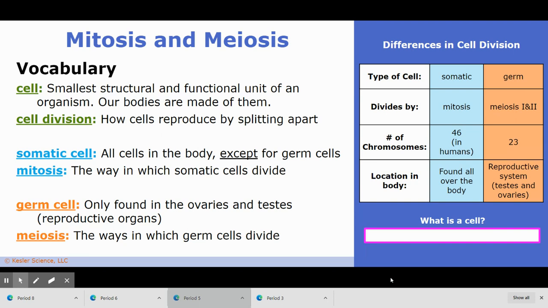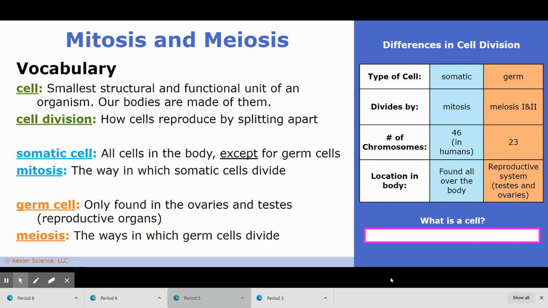A somatic cell is any of the cells in the body except for germ cells. So somatic cells are everything except for sperm and egg cells in the body. And mitosis is the way in which somatic cells divide. If we need more body cells, they use the process of mitosis.